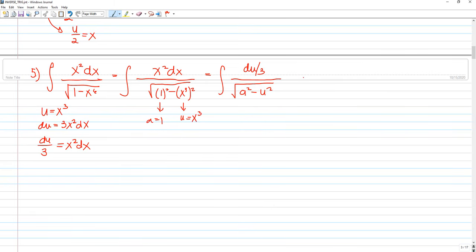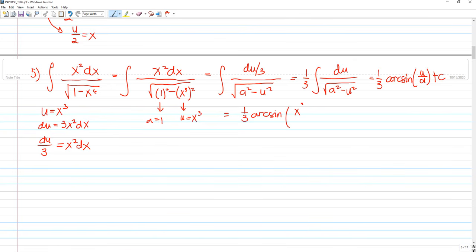An arc sine. Okay? So I can factor out 1/3 first so that you would see the form. Okay, du all over square root of a squared minus u squared. And this will result to 1/3 arc sine of u all over a plus c. Okay, so we have 1/3. We have to back substitute it. So we have u equals x cubed all over a, which is 1, plus c. Or simply, we have 1/3 arc sine of x cubed plus c.